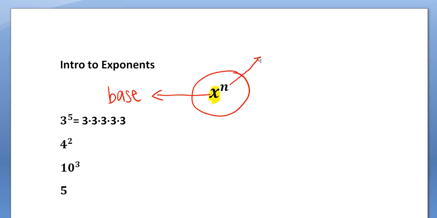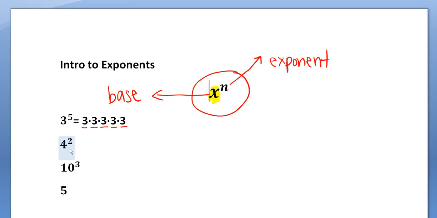This number right up here is the exponent. It is the smaller number that the base holds up. Between the two of them, they make a power. I have some examples of powers. This says 3 to the 5th. That's how we would read that out loud. And what that means is 3 multiplied times itself 5 times.